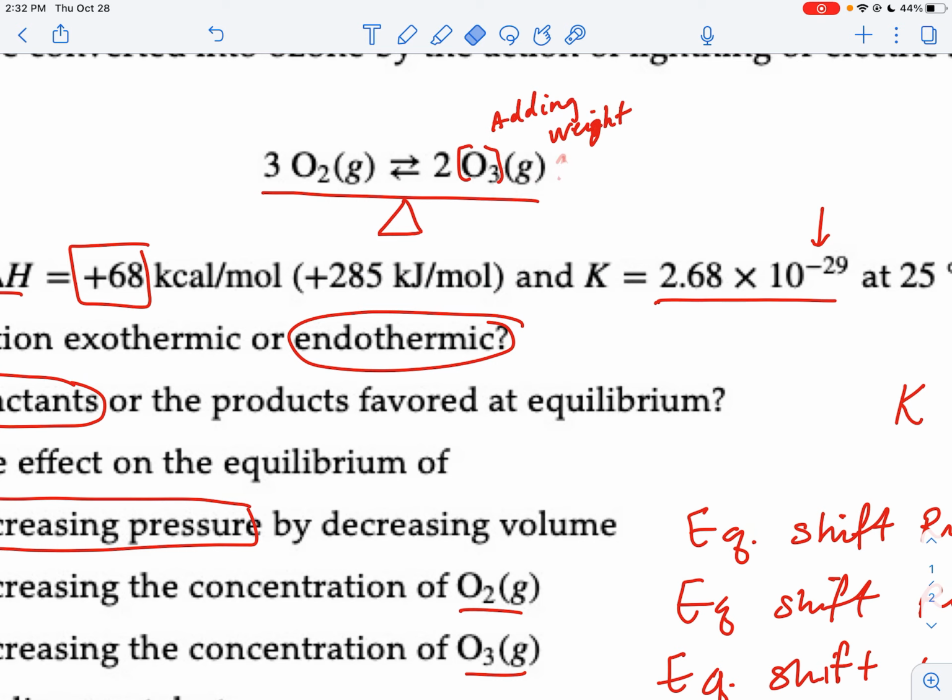Let me just erase that upward arrow. So it's like we're adding weight to this side of the balance. So the balance would tip down on this side. When I say this side, I mean the right side. The balance would tip down on the product side.